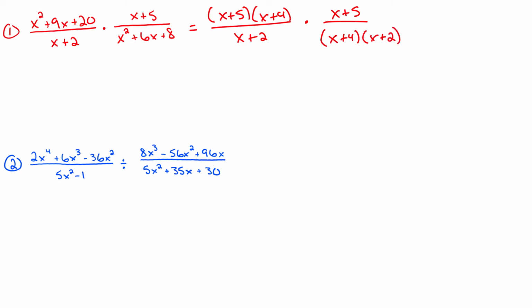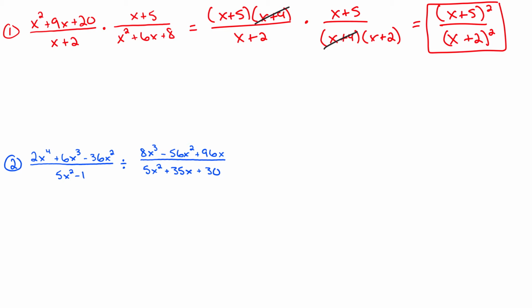Notice I have the same thing on top and bottom, because these problems were designed for us to eliminate values on the top and bottom of these rational expressions. And that'll get us our final answer of x plus 5 times x plus 5, which is x plus 5 quantity squared, over x plus 2 times x plus 2, which is x plus 2 quantity squared. And that is our answer.